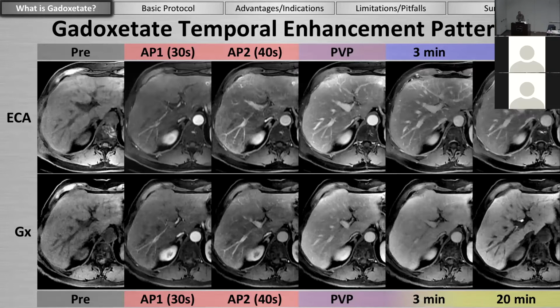So the liver progressively gets brighter and brighter and brighter. I'm sorry, with EOB, the liver gets progressively brighter and brighter and brighter. With extracellular agents, the liver peaks in its enhancement in the portal venous phase and then starts to get slightly darker subsequently. Now, these are normal livers.